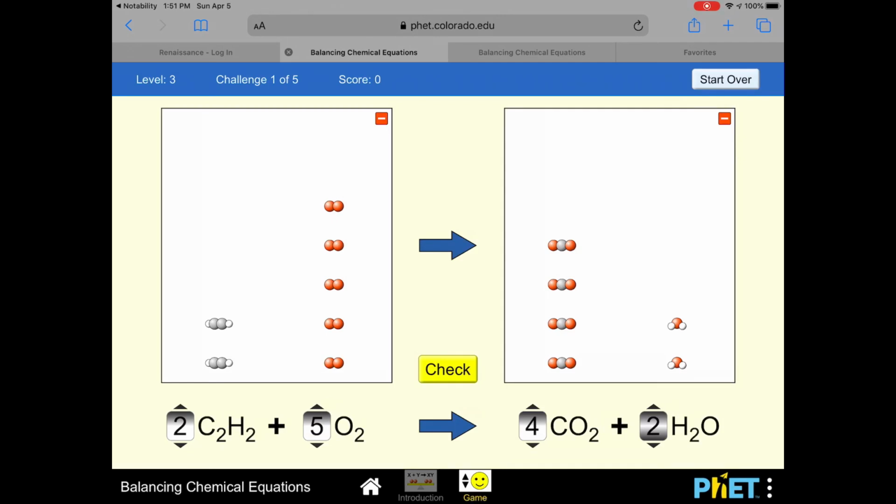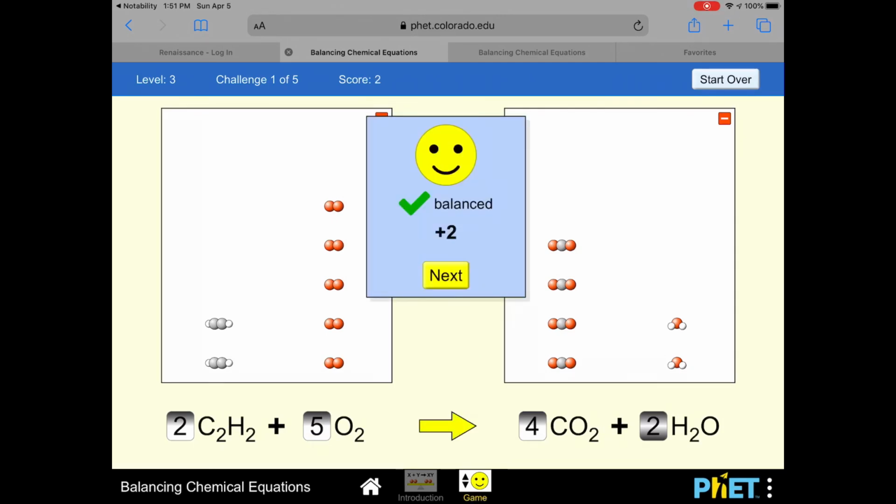So now I've got 10 of him. I'm going to check it. And it liked it. So this is just a nice game for you to mess with. Thought people might like it.